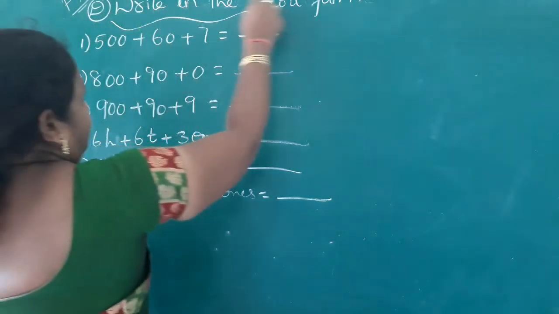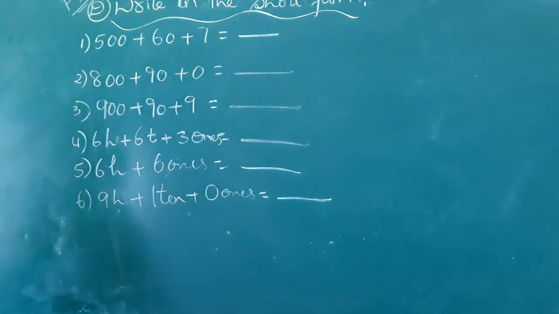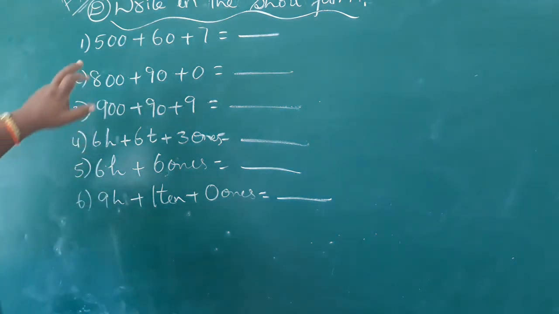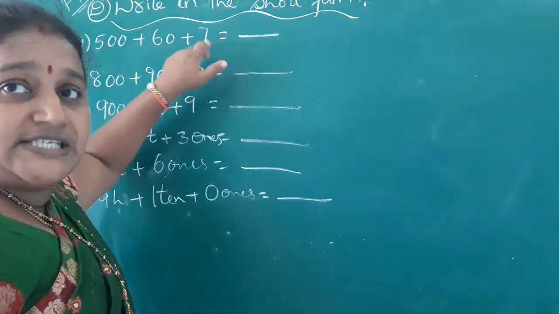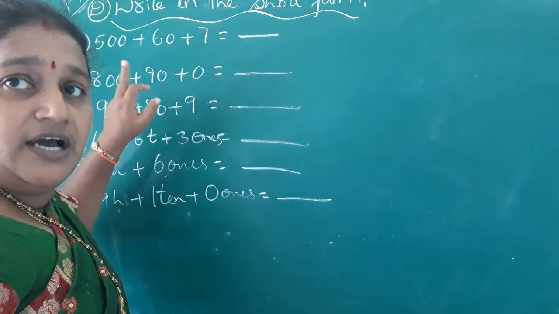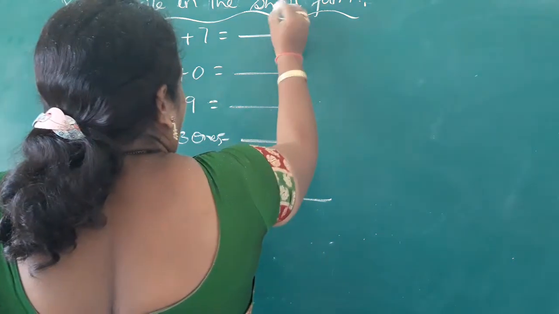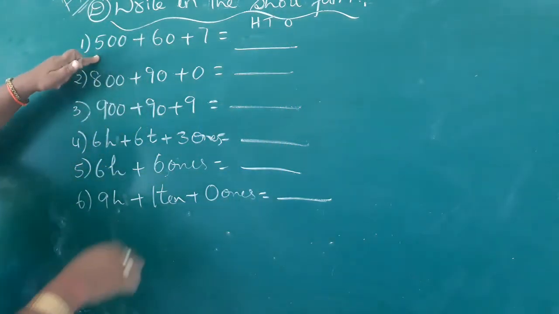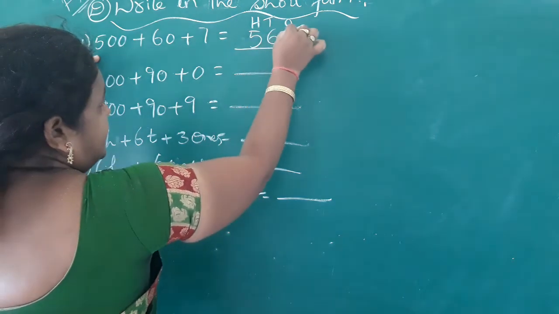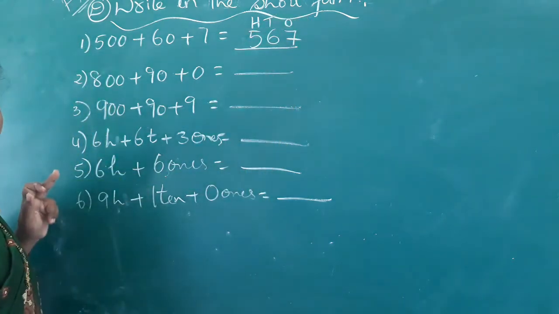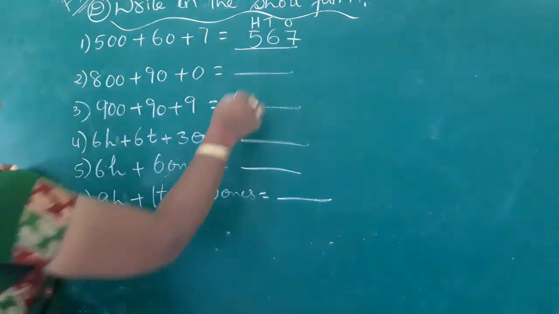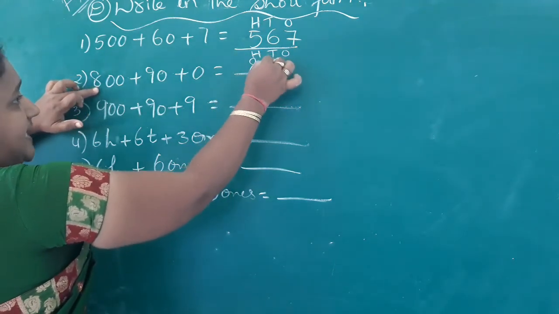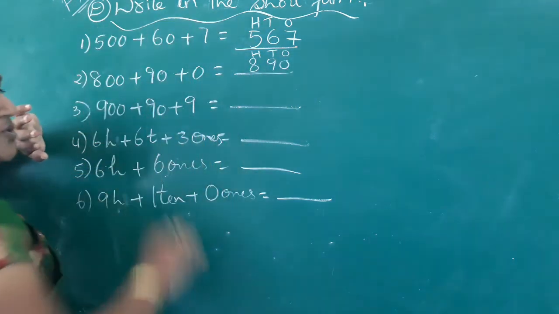Writing short form. Already I told you in the previous class, expanded notation to short form and short form to expanded notation. See that 500 plus 60 plus 7. How many place values do you have to write, up to the hundreds place? Ones, tens, hundreds. How many hundreds are there? 5 hundreds. How many tens? 6 tens. How many ones? 7 ones. Okay, children, next. How many hundreds was given? 8 hundreds. Write the place values as 8 hundreds, 9 tens, 90. No ones was given, so 0.